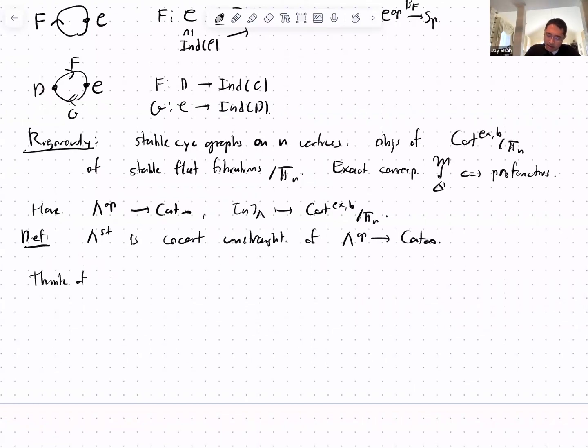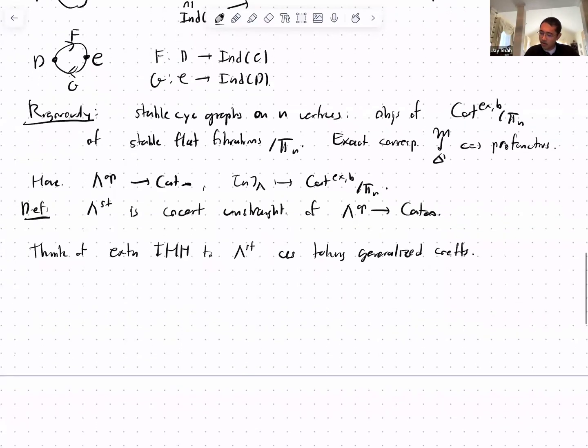Let's think of extending THH to Λ^ST as taking generalized coefficients. So for instance, a one-vertex graph is just a bimodule. So I'm taking THH with coefficients in the bimodule. More generally, I have a multi-object setup. To explain a formula for THH, though, I have to bring in a few more additional objects.